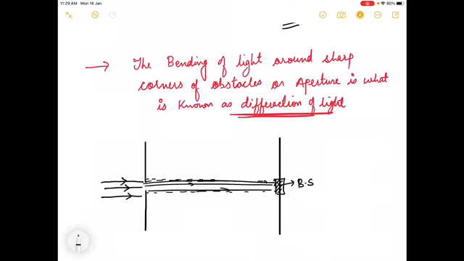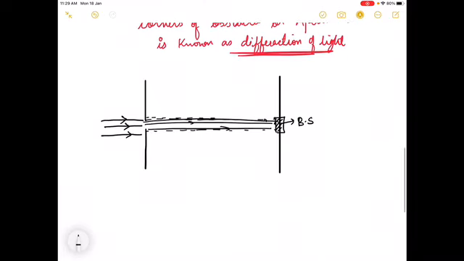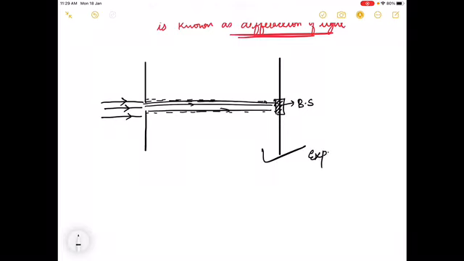This is something which is supposed to happen, but actually what happens? Actually, like I said, diffraction is the process of bending of light at sharp corners or sharp apertures. So basically in reality, what we are going to see is different from this, which is something we expect.